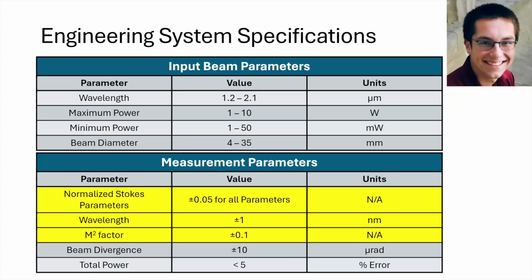For our specifications, we have a 1.2 to 2.1 micron wavelength range, as well as a maximum power between 1 to 10 watts, minimum power of 1 to 50 milliwatts, and beam diameter between 4 and 35 millimeters. For our measurement parameters, we are measuring the Stokes parameters within 5%, wavelength within a nanometer, M squared factor within 0.1, beam divergence within 10 microradians, and a total power measurement of 5% error.